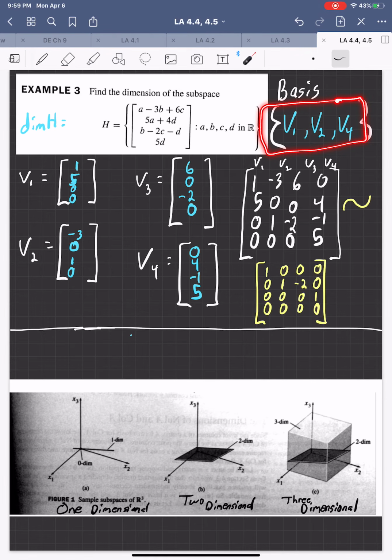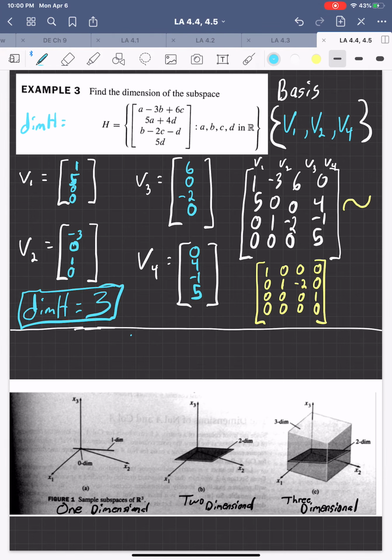But let's answer the question. What is the dimension of H? So dimension of H equals, ready, just count. All you got to do is count how many vectors are in the basis. 1, 2, 3. There you go. So we have 3, or a dimension of 3.